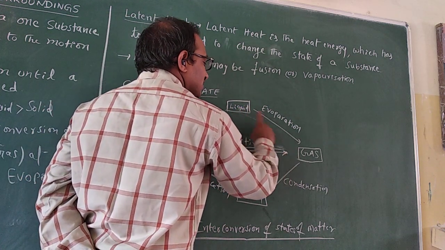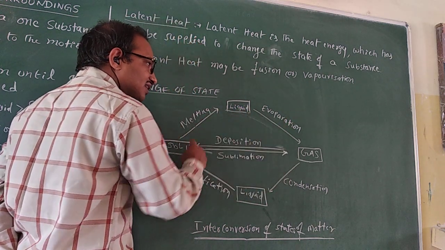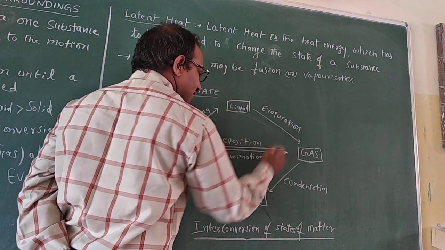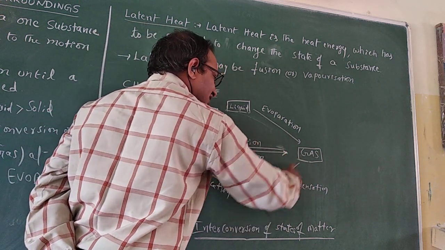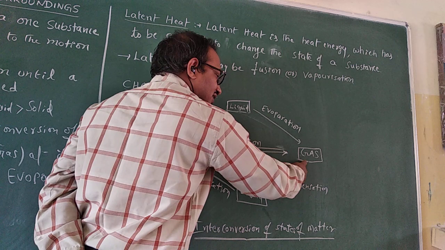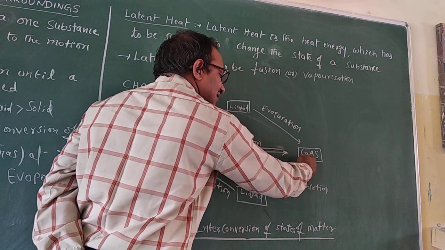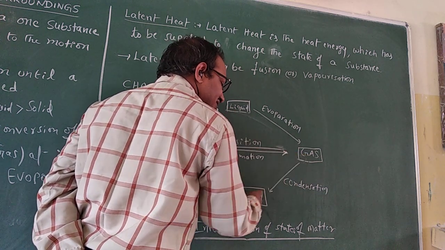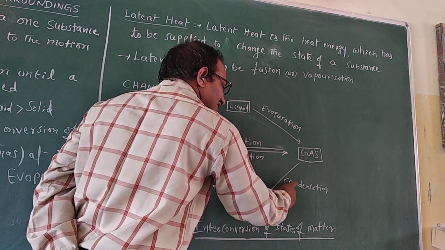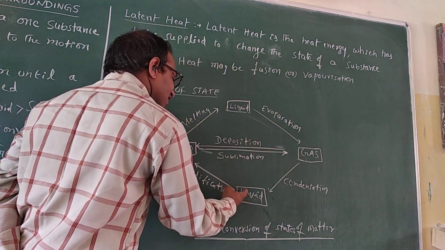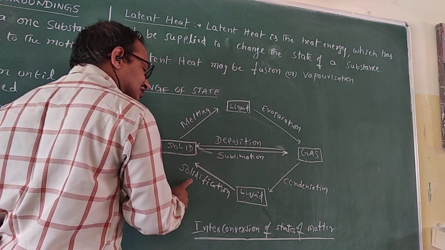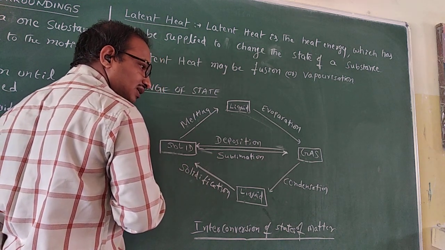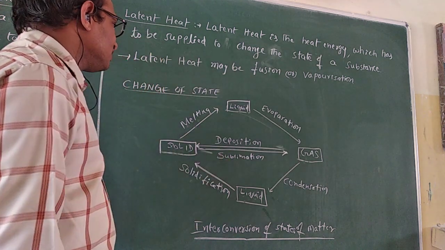When liquids are converted to gases, we say evaporation. These are all conversions of states. Now, if you decrease the temperature of gas molecules and increase the pressure, they are condensed into liquid. The conversion of gases into liquid is called condensation. And the conversion of liquids into solid is called solidification. These are the interconversions of states of matter.